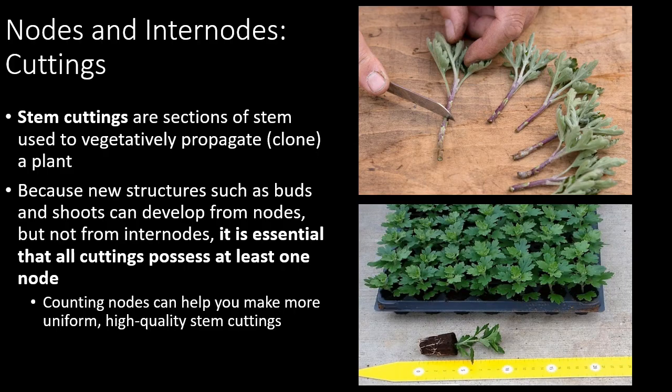Because we can only get new growths of buds and shoots, etc., from a node, it's absolutely essential that every cutting have at least one node. Without a node, we typically don't get good root formation because that occurs better from a node. We also typically don't get good development of new shoots because once again, we have to have a bud at a node in order for that to occur.